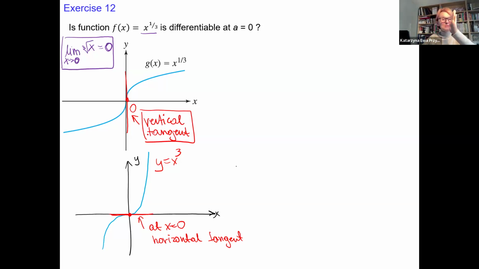Undefined. Yes, because we can see vertical. They don't really, yes, we don't have that. We have rise, but we don't have run. Rise over run, and run is 0. Yeah, we're not dividing by 0.